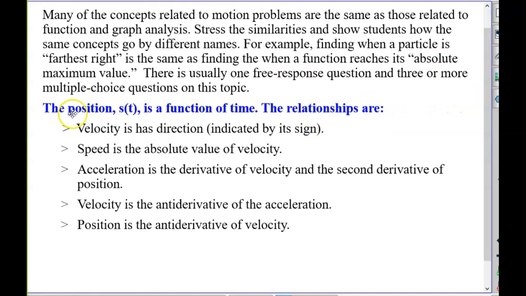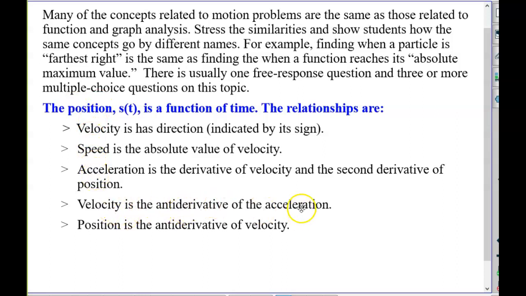So big things to take away. Remember, position is just your s of t or x of t. And how's that related? Well, if I know the position, the velocity is just the derivative. Speed is the absolute value of velocity. Acceleration is the derivative of velocity, or the second derivative of position.